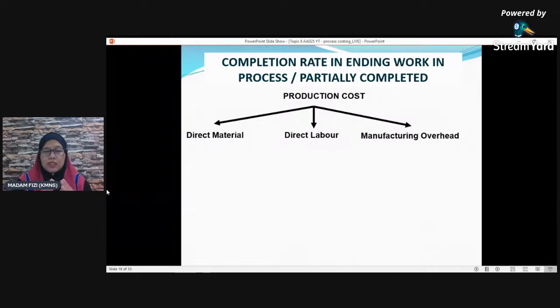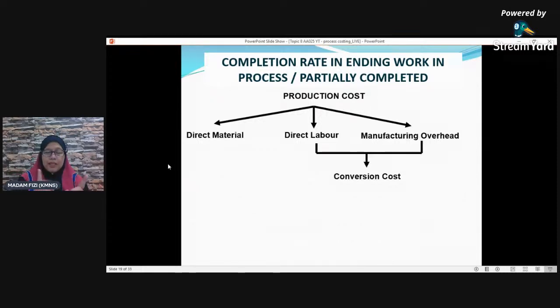Okay, masa dekat job order costing, masa kita nak kira cost, tiga-tiga ni kita kira. Kita kira separately. Betul tak? That is the actual direct material, actual direct labor and applied manufacturing. But in process costing, kita akan bahagikan dia kepada 2 sahaja. That is the direct material and one more is conversion cost.